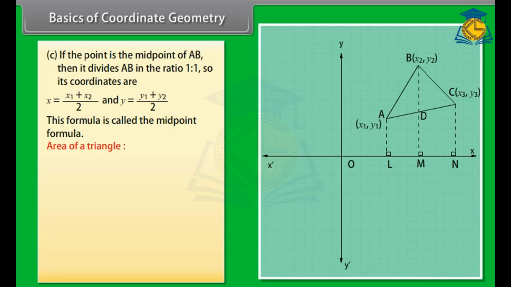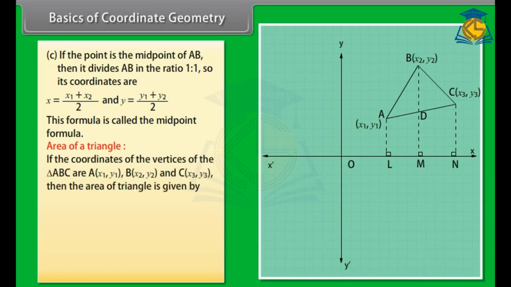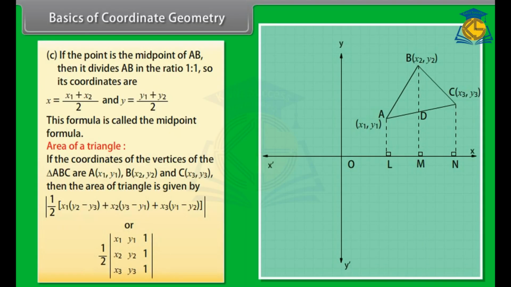Area of a triangle. If the coordinates of the vertices of the triangle ABC are A(x1, y1), B(x2, y2) and C(x3, y3), then the area of the triangle is given by modulus of 1 by 2 multiplied by [x1 into (y2 minus y3) plus x2 into (y3 minus y1) plus x3 into (y1 minus y2)] or 1 by 2 determinant, first row x1, y1, 1, second row x2, y2, 1, third row x3, y3, 1.